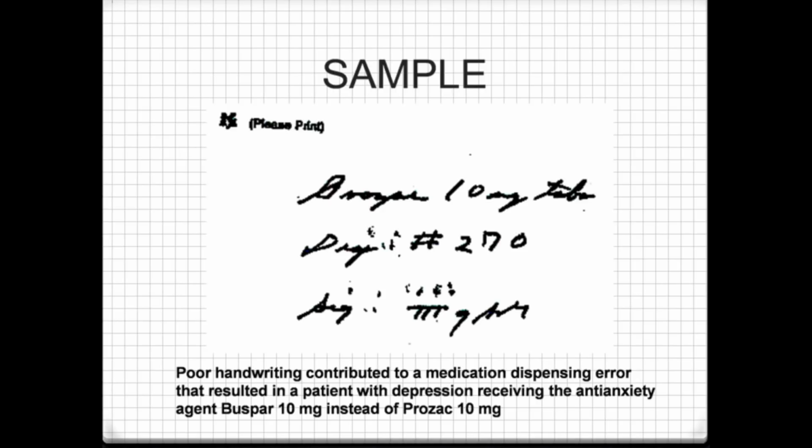As it turns out, the pharmacist who didn't know that the patient has depression dispensed Buspar 10 milligrams instead of Prozac 10 milligrams. Two completely different classes of medications that do two very different things, but you can see how easy this mistake could be.